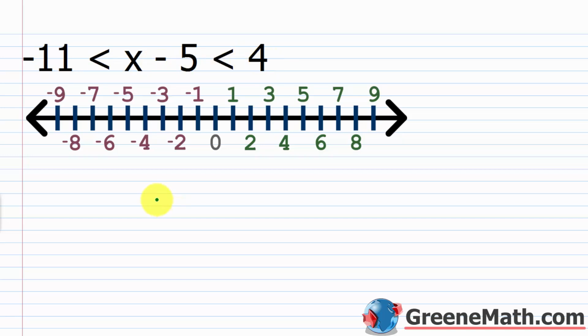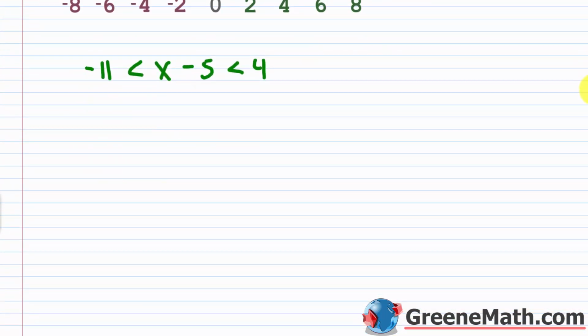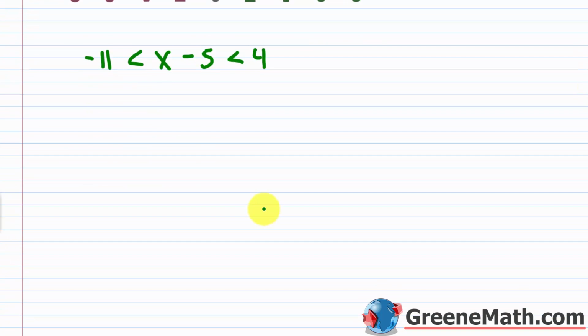Well, let's rewrite this first. We have x minus 5 that's in the middle. We can say that this is greater than negative 11. And we can use a special keyword here. We could say, and it's less than 4. So we don't have to write it like this. We can split this up using that keyword, and I'll show you how to do that in a minute.